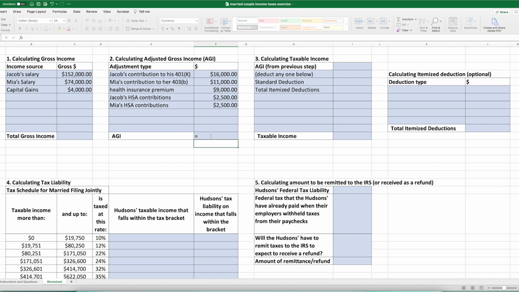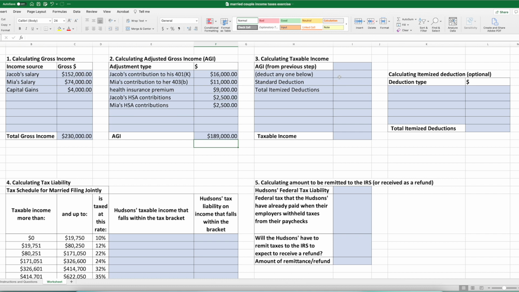We start with the gross income. Somehow that disappeared, so I'm going to redo that. Okay, so the gross income is in this cell, and then I subtract from it the sum of all these above-the-line deductions or adjustments, and then I press enter. So their adjusted gross income is $189,000.